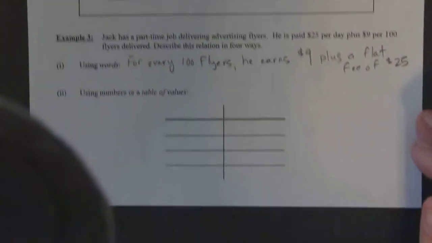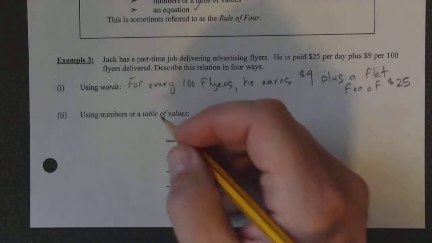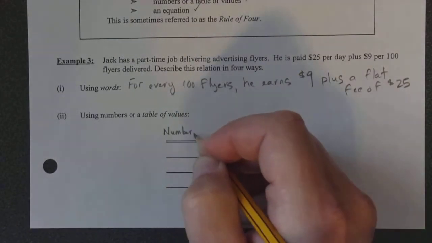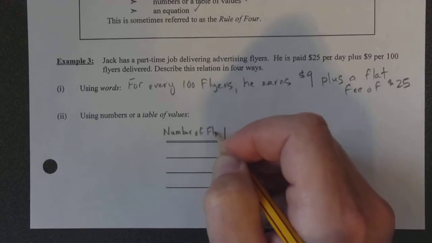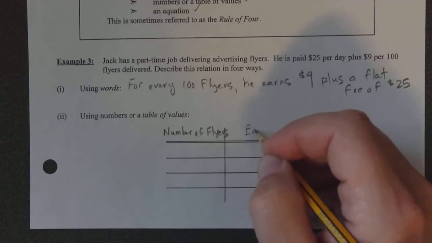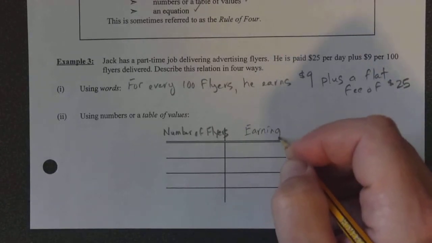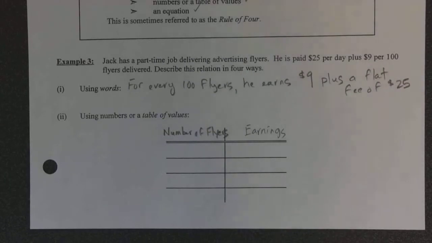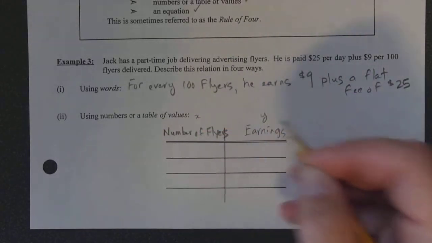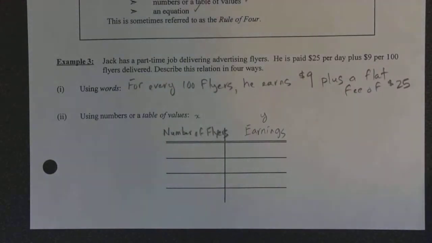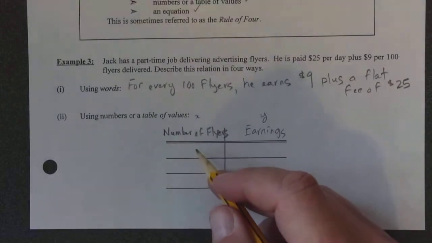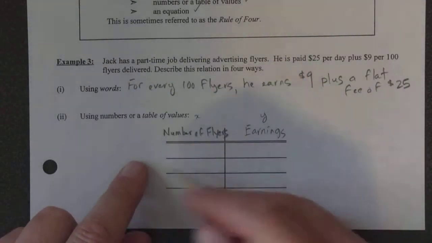Using numbers, using a table of values. So let's use a t-chart over here. So we're going to call this guy number of flyers, and we're going to call this guy earnings. These are our 2 variables. Okay? Remember, this represents X, this represents Y. Okay? So let's make up some numbers over here.